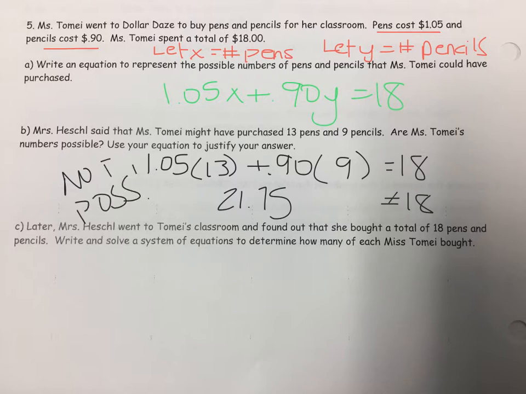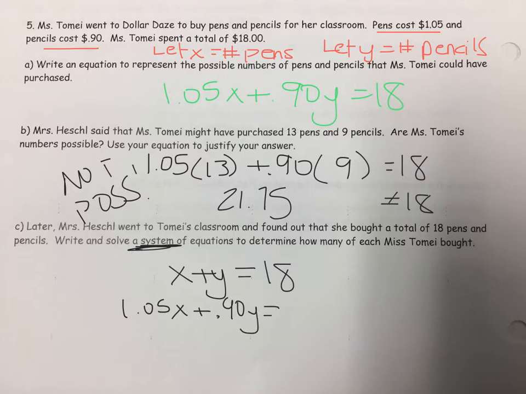All right. Then Miss Heschel went to Miss Tomei's classroom and found out that she bought a total of 18 pens and pencils. Write and solve a system of equations. That means we need 2. So between the pens and the pencils, she bought 18. And then we're just going to drop down our other equation. Okay? So now we have to solve this system. This is our system. We have 2 equations.